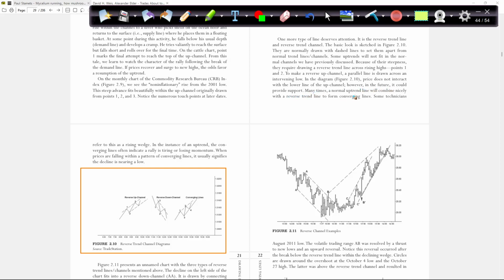Many times, a normal uptrend line will combine nicely with a reverse trend line to form converging lines. Some technicians refer to this as a rising wedge. In the instance of an uptrend, the converging lines often indicate a rally is tiring or losing momentum. When prices are falling within a pattern of converging lines, it usually signifies the decline is nearing a low.